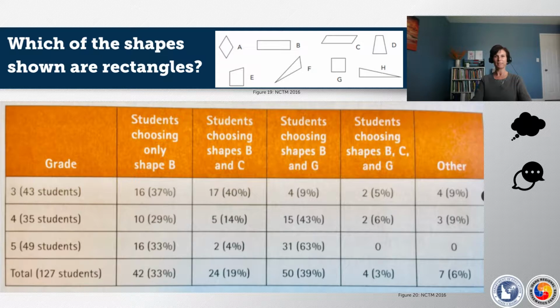How would you categorize the mathematical understandings and misunderstandings of the students who selected only shape B as a rectangle? How would you categorize the mathematical understandings and misunderstandings of the students who selected shapes B and C? How would you categorize the mathematical understandings and misunderstandings of the students who selected shapes B, C, and G?